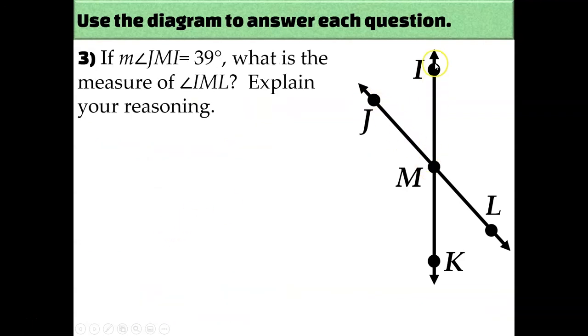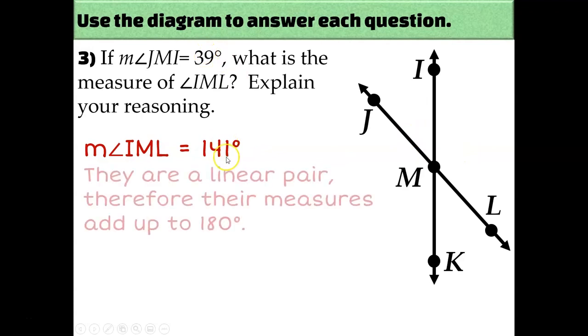Again, assuming that angle JMI measures 39 degrees, what's the measure of angle IML? Is it also 39 degrees? No, because these two angles aren't vertical angles, they're a linear pair. Linear pairs are supplementary, which means they add up to 180 degrees. So I would be able to assume that the measure of angle IML is 141, because that's what I add to 39 to get to a total of 180.